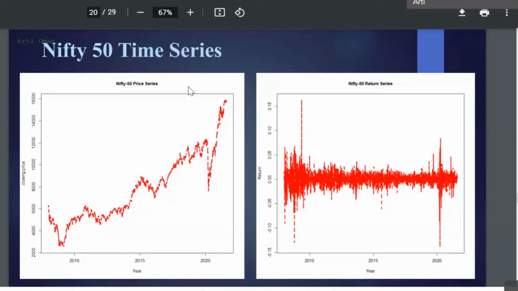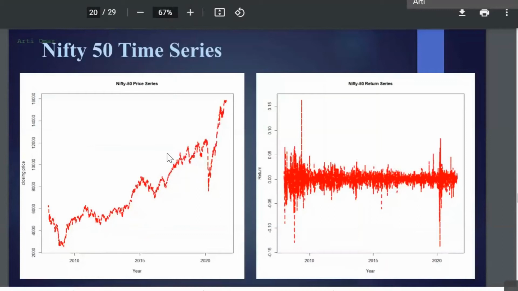So when I see this series, I got a hunch that there is a volatility clustering around the 2008-09 period, and around the 2019-20 period there is a volatility clustering. Now, I want to confirm whether this volatility clustering is there or not. How do I confirm it?